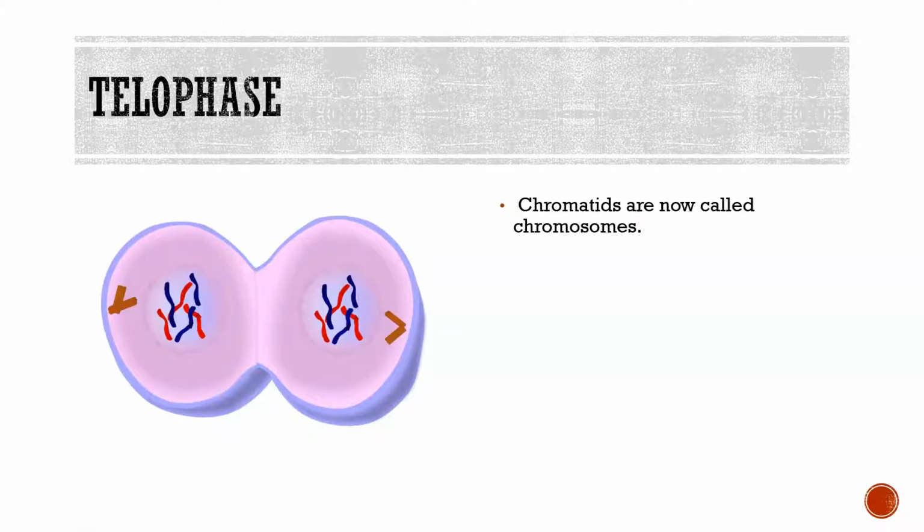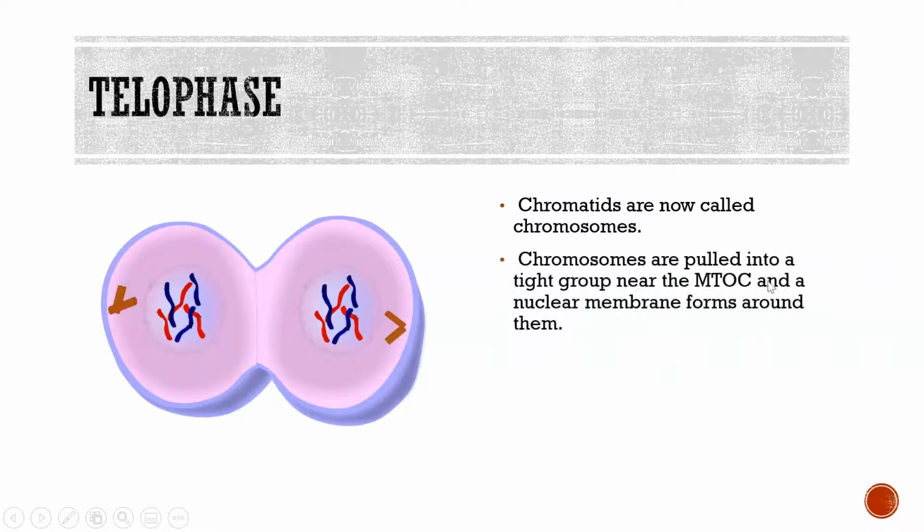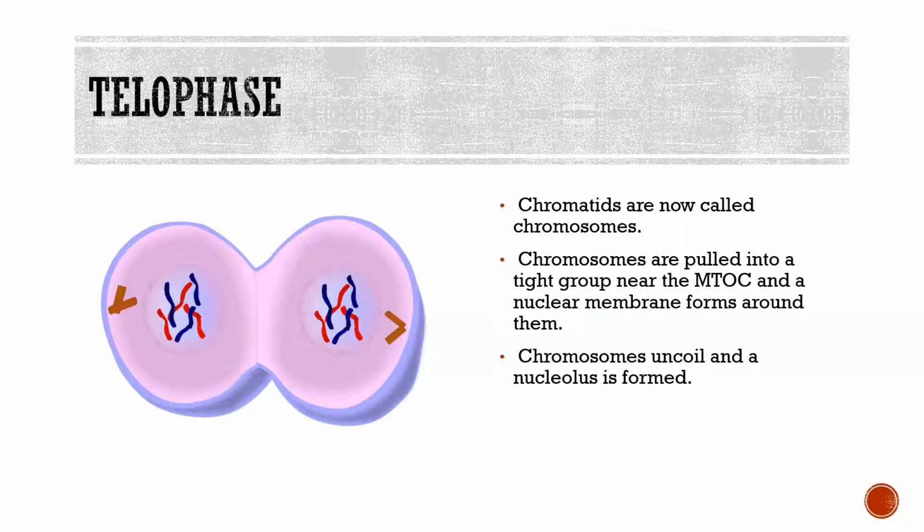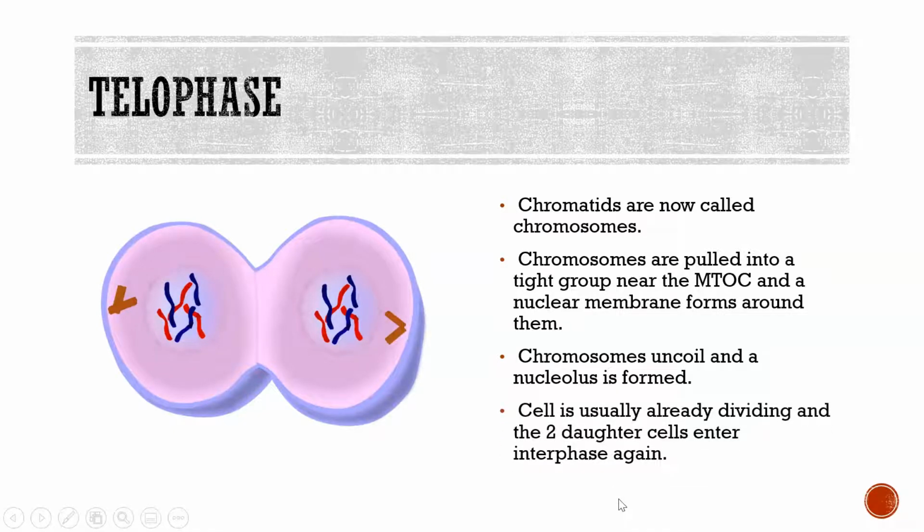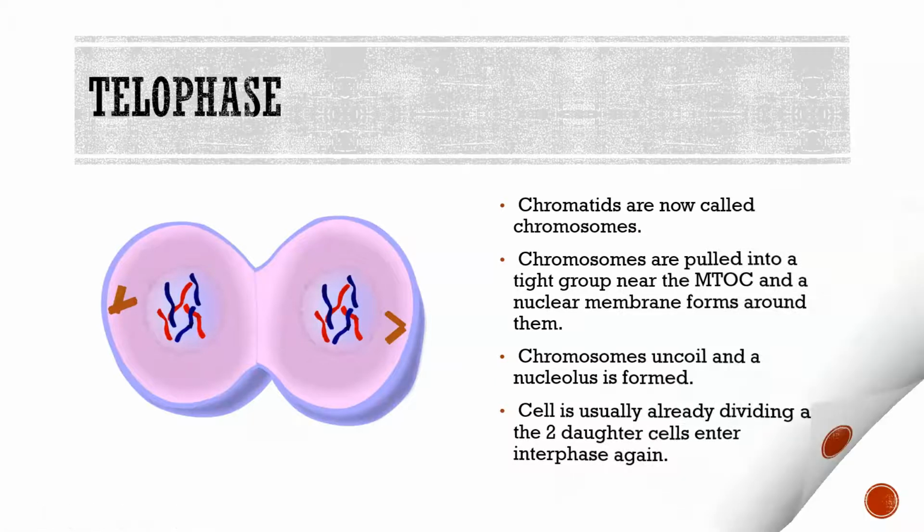Alrighty, so we've pulled those chromatids apart and now we enter the telophase. The chromatids are now called chromosomes. They're chromatids whilst they're a pair; they're chromosomes when they are alone. Chromosomes are pulled into a tight group near the MTOC, and a nuclear membrane forms around them. The chromosomes now uncoil, and a nucleolus is formed. The cell is usually already starting to divide at this point, ready to potentially enter interphase again.